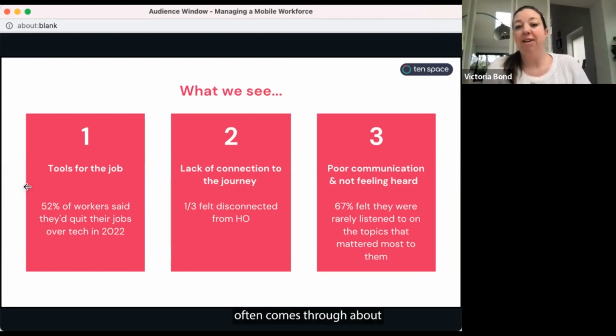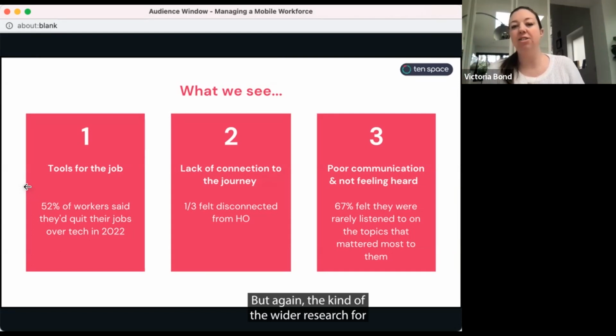It often comes through as a lack of connection to the journey. I'll talk a little bit more about this in a minute as well. The wider research showed that a third of deskless workers felt disconnected from head office. They felt that they didn't understand the goals, the journey, and where they were heading as an organisation. Poor communication and not feeling heard often really comes out in these teams, and it can be really challenging to create an employee voice in these populations.